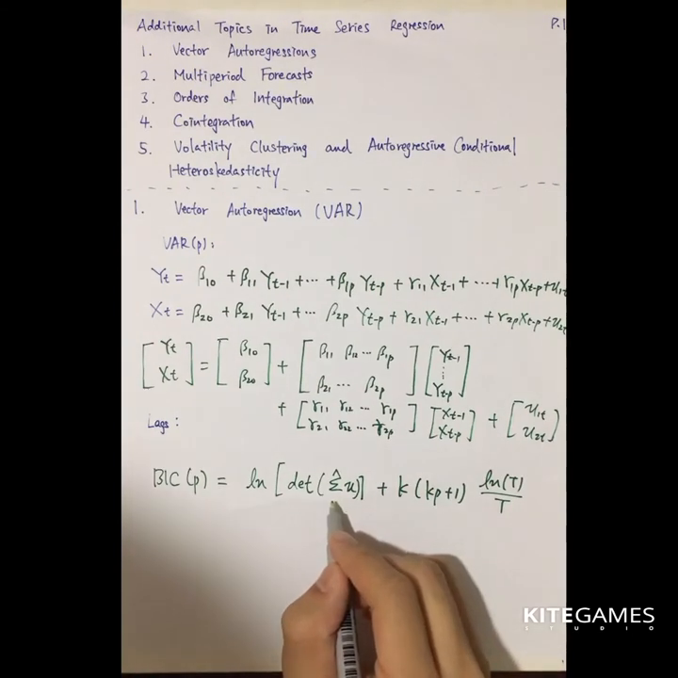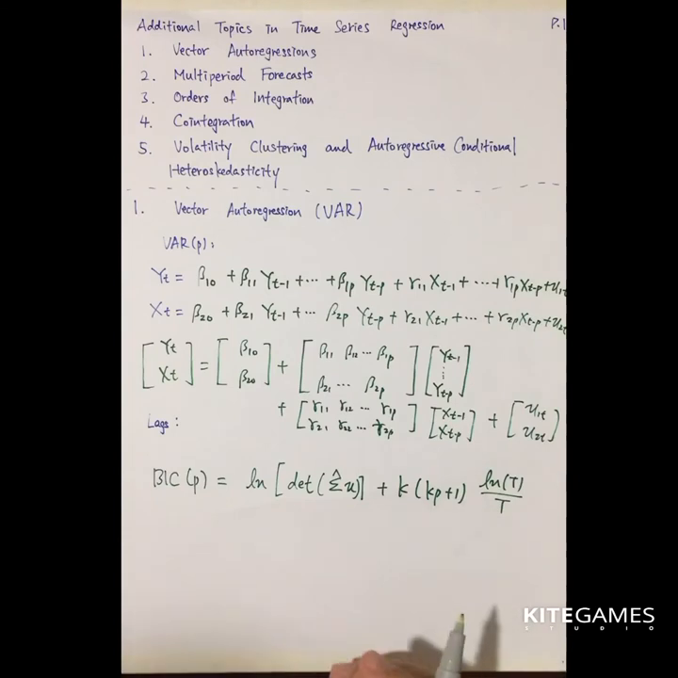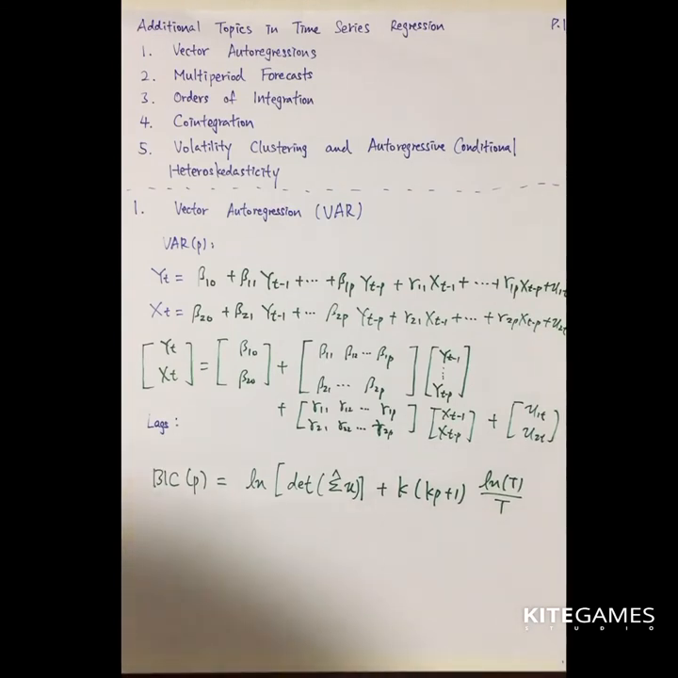So this error covariance matrix is k by k, so it depends on the number of variables here. Okay, so this is the introduction to VAR regressions, the VAR model.